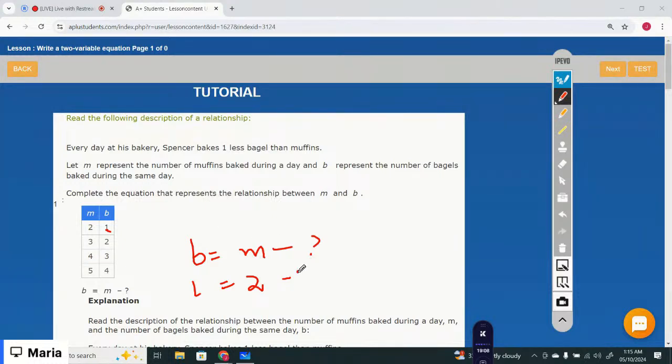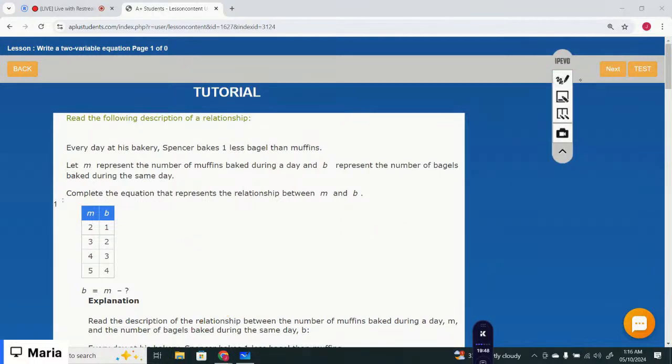That is 2 minus 1 is 1, right? The next one is M equals 3. B equals what number you subtract from 3 to make it 2? Yes, that is 3 minus 1 equals 2. So that means B equals M minus 1. Got it? Okay, let's just start with the test questions.